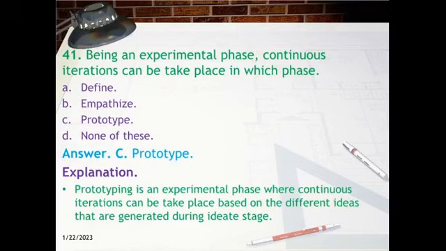41. Being an experimental phase, continuous iterations can take place in which phase? Define, empathize, prototype, none of these. Answer: C. Prototype. Explanation: Prototyping is an experimental phase where continuous iterations can take place based on the different ideas that are generated during the ideate stage.